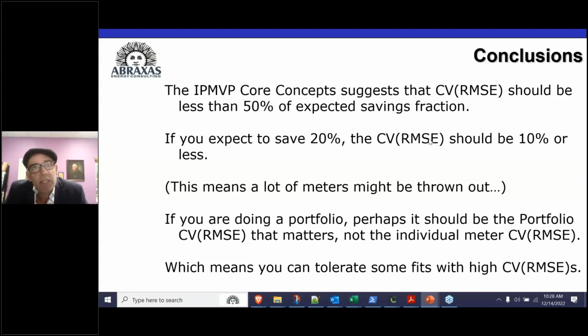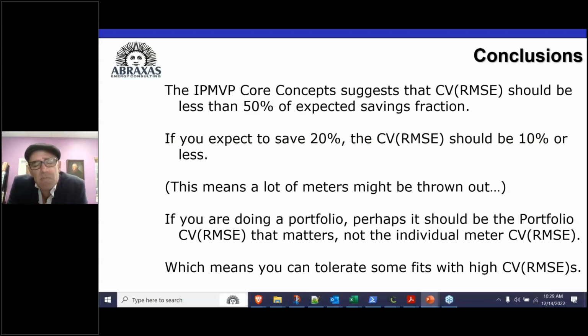But if you calculate a portfolio CVRMSE, you might find, oh, it's actually really good. And it is, the CVRMSE is less than half the savings fraction. Oh, there you go. Maybe that's good. Now the question is, this is where the judgment comes in. Well, okay, that's good on a portfolio level.